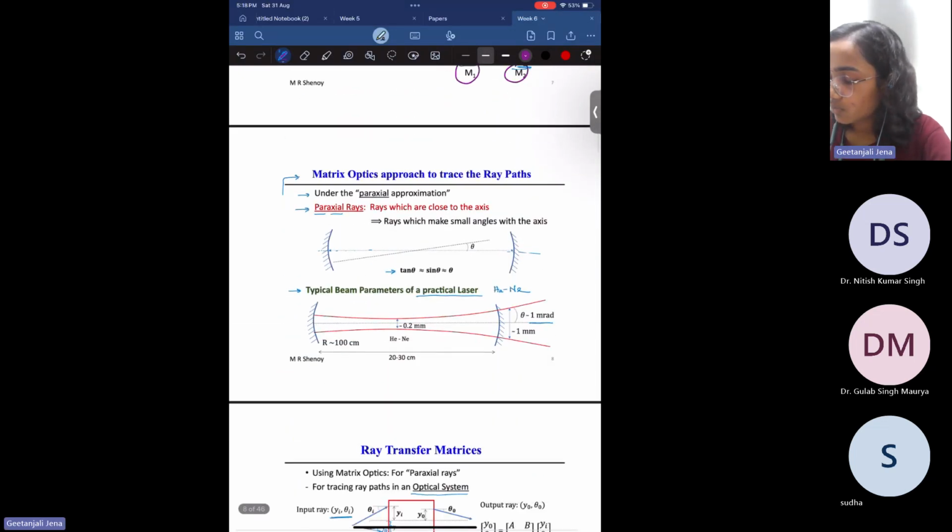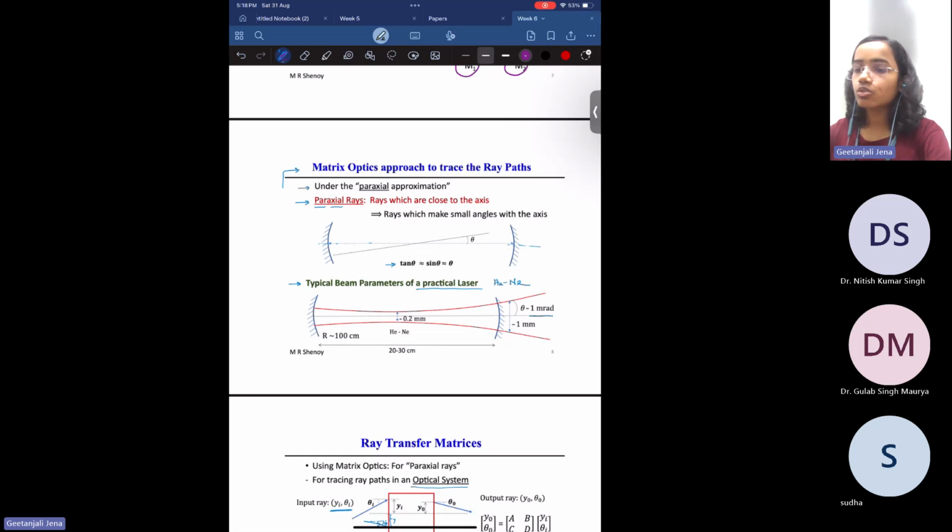Now we'll see the ray paths, how the ray is traveling inside the resonator volume. For this, we'll use matrix optics, which is mostly used under the paraxial approximation. So paraxial means it is parallel to the axis. It is almost parallel to the axis of the resonator. Almost parallel means it makes a small angle to the axis of the resonator.